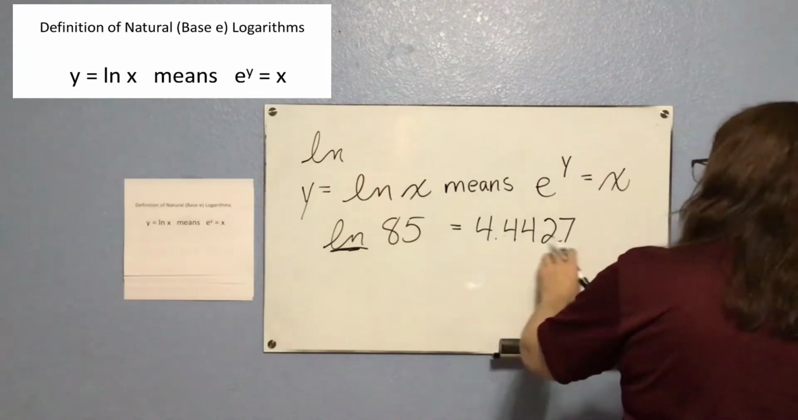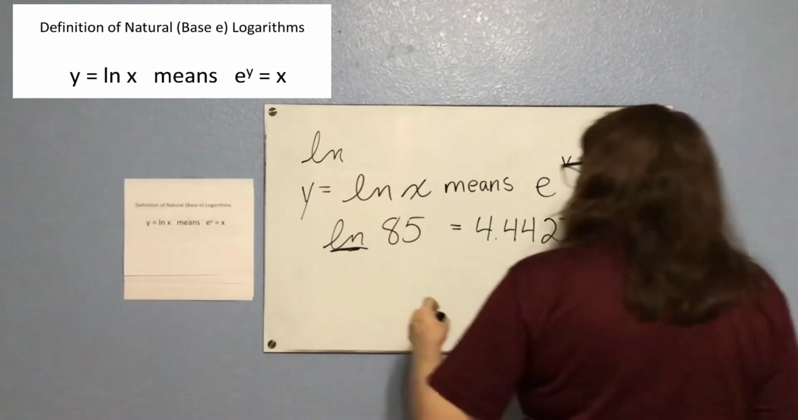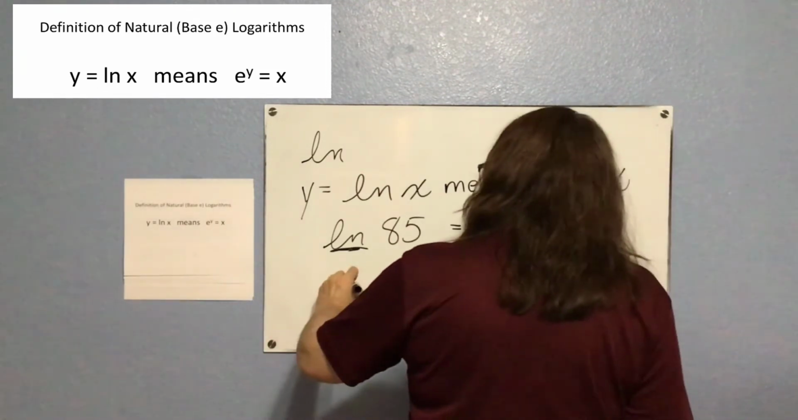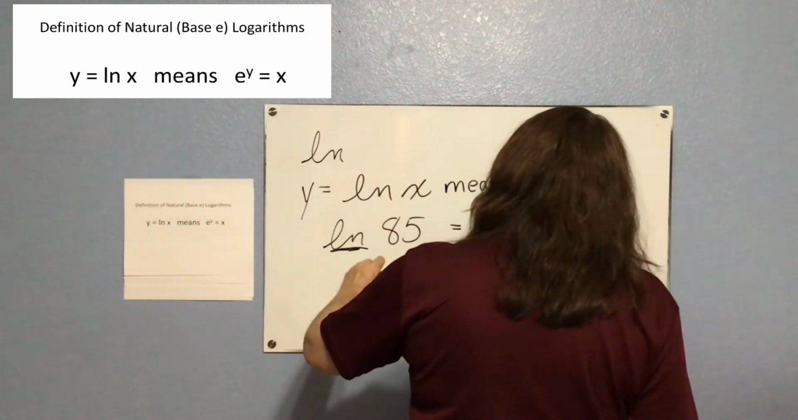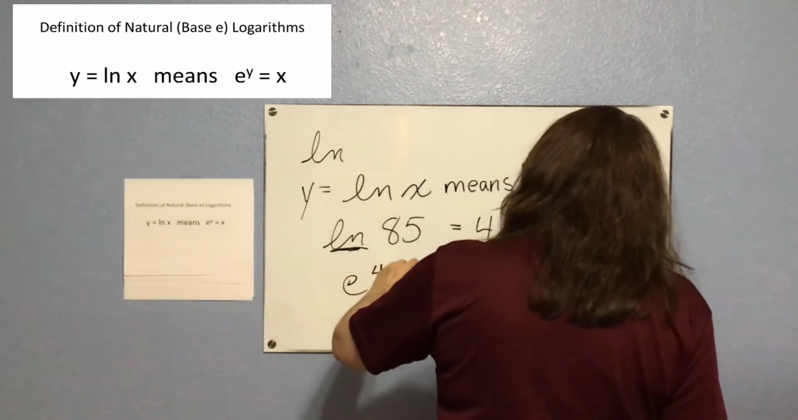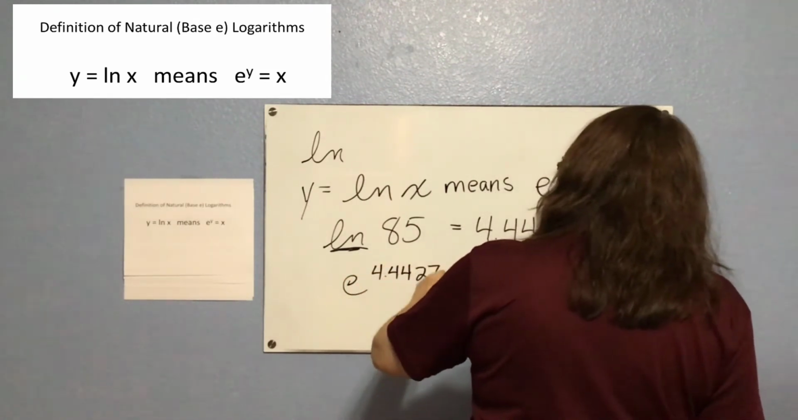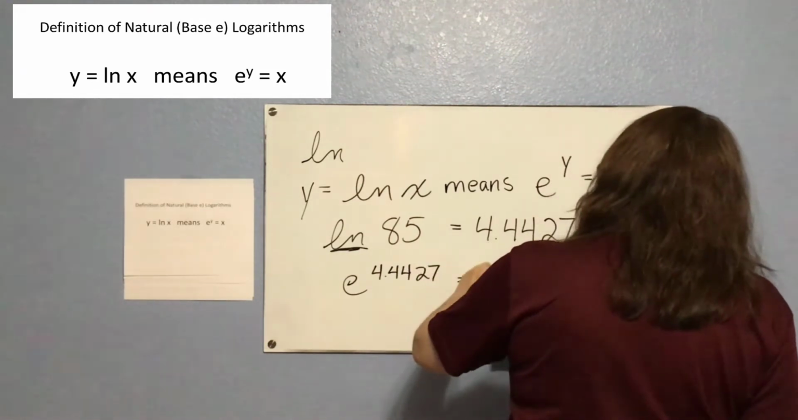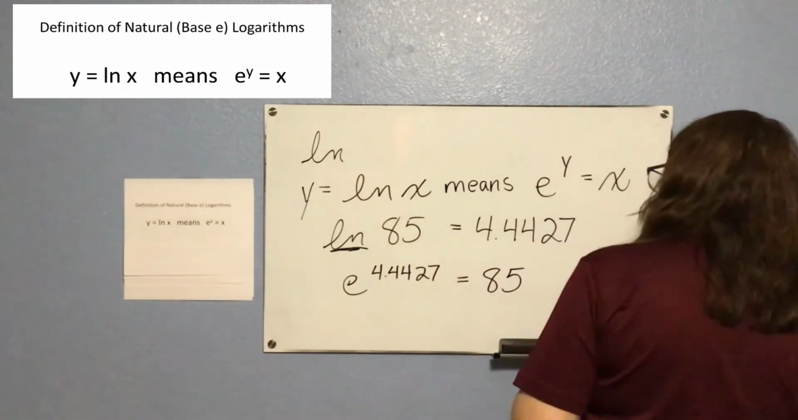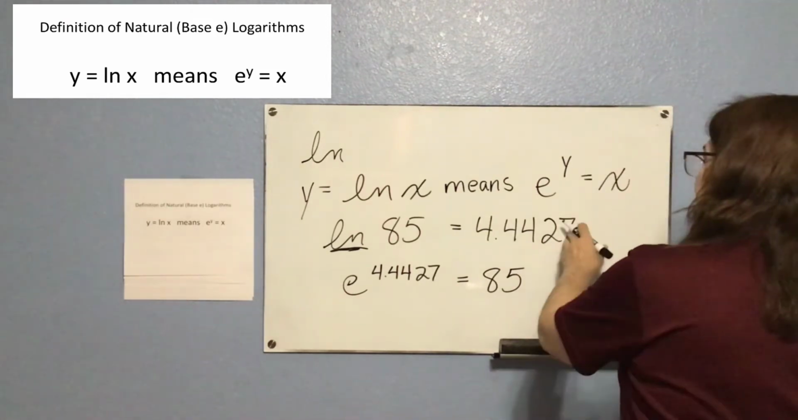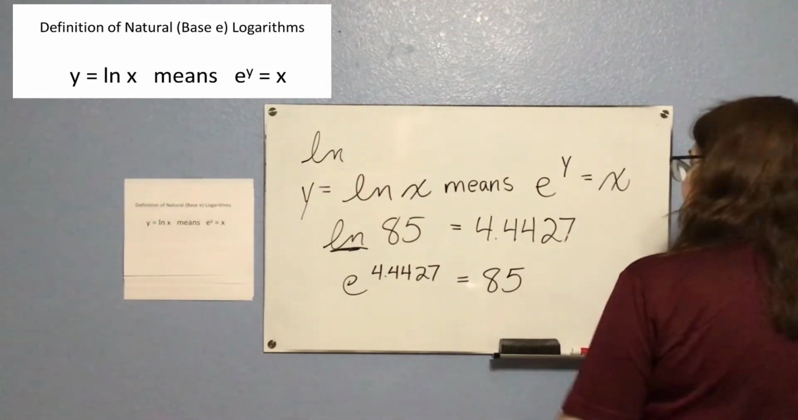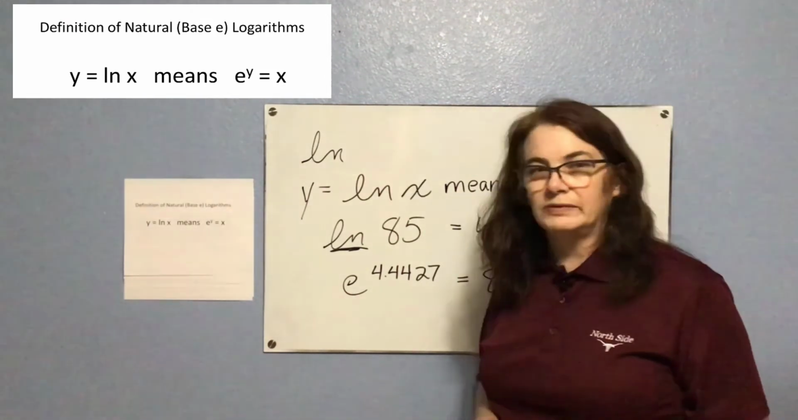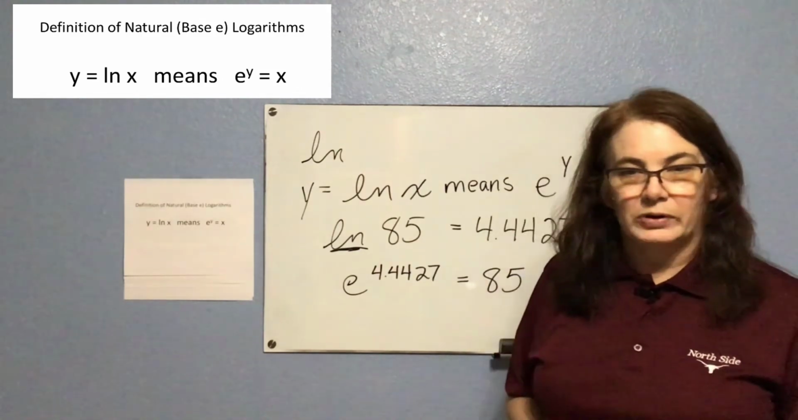So this is the exponent that I would need to raise e to. I could rewrite this as e to the 4.4427 to give me 85. So once again, these are equivalent statements. Pause the video now and work on checkpoint 3.